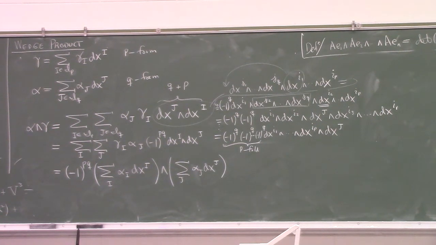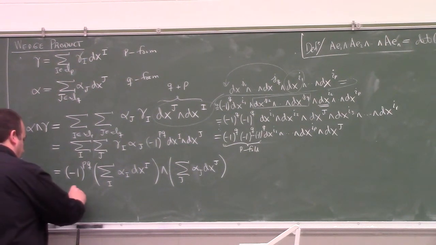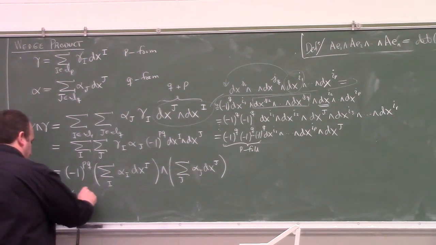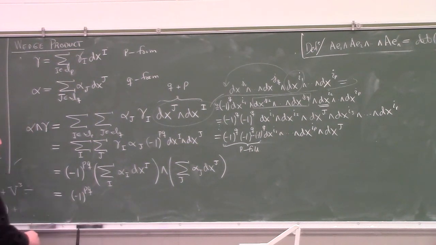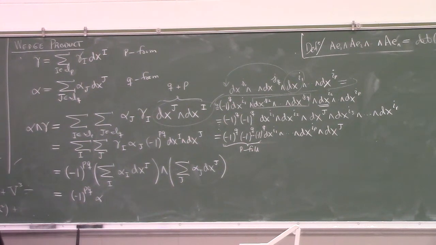Which is kind of neat, because what is this? Minus 1 to the pq times what? This is alpha? Oh, come on. What have I done? What have I done?